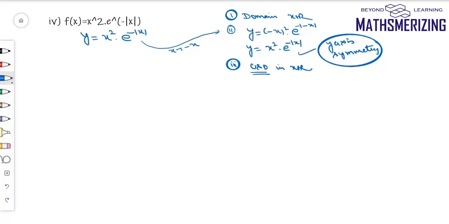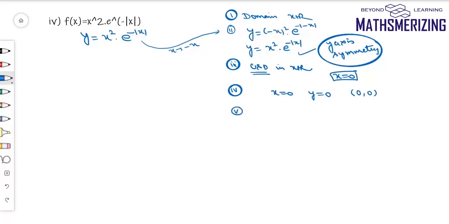Actually, I need to check the differentiability at 0 because we do have mod of x. But then when you find the left-hand derivative and right-hand derivative, you'll find that it is differentiable at x equal to 0. Now the fourth step is to find points of intersection. So if I put x as 0, I'll get y equals 0 and there is no other point of intersection. So the only point where it will intersect the axes is (0, 0).